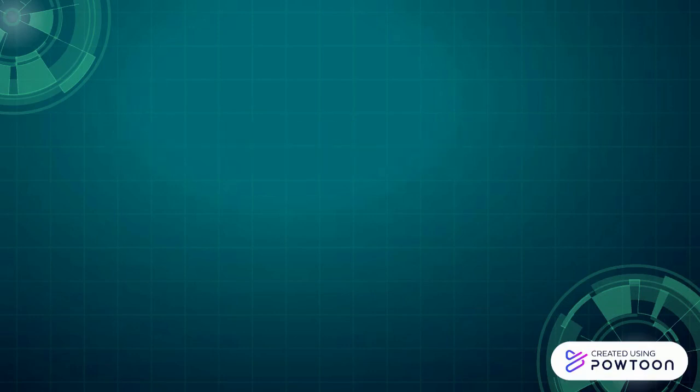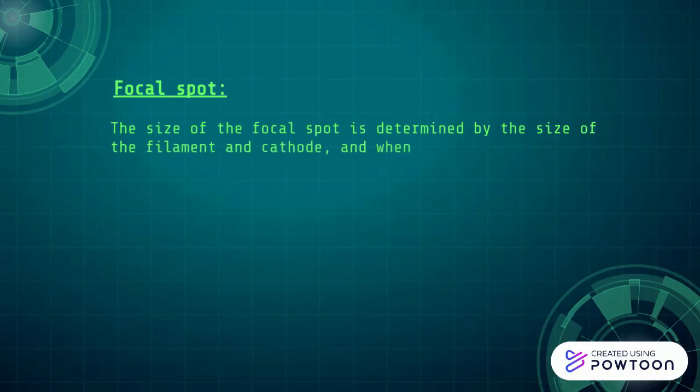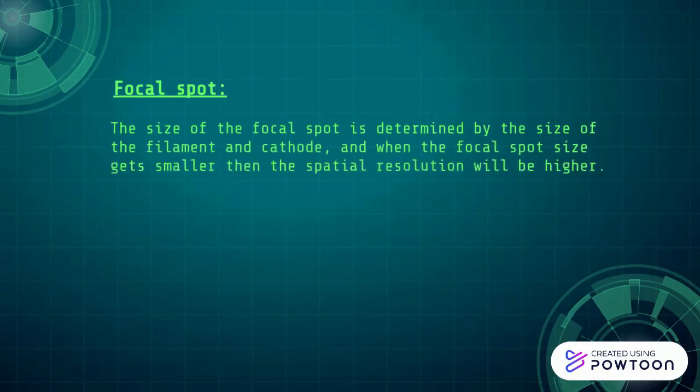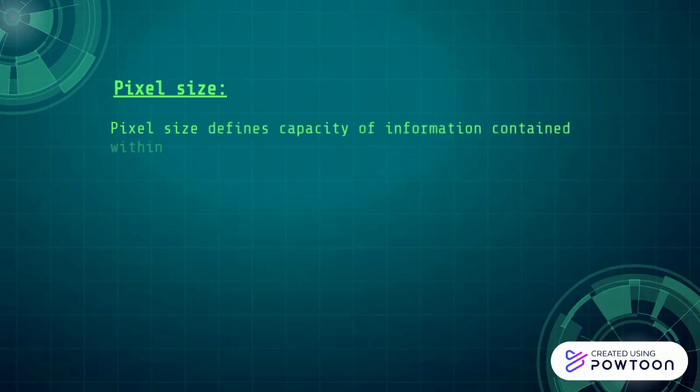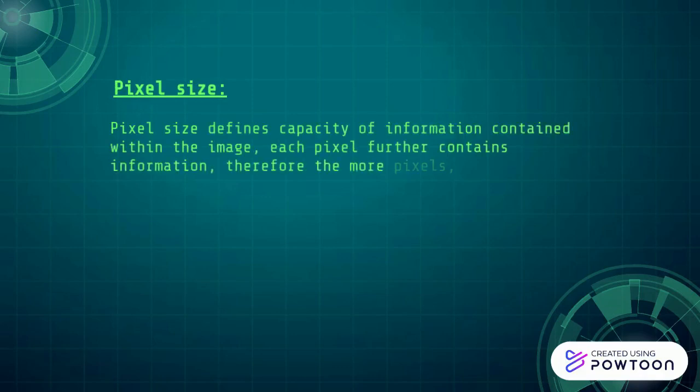The fourth factor is focal spot. The size of the focal spot is determined by the size of the filament in the cathode, and when the focal spot gets smaller, the spatial resolution will be higher. The fifth factor is pixel size. Pixel size defines the capacity of information contained within the image. Each pixel contains information. Therefore, more pixels means more information collected, and a larger image.